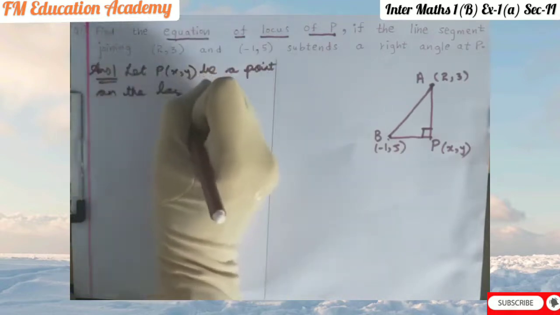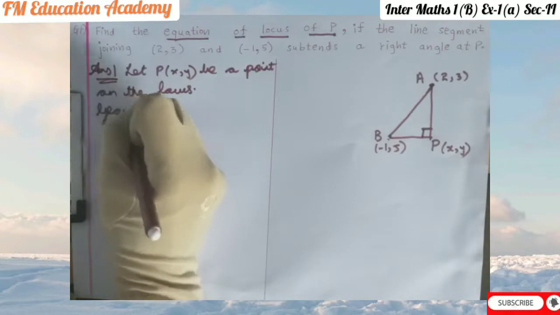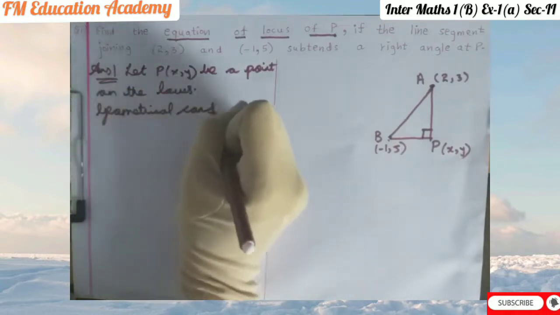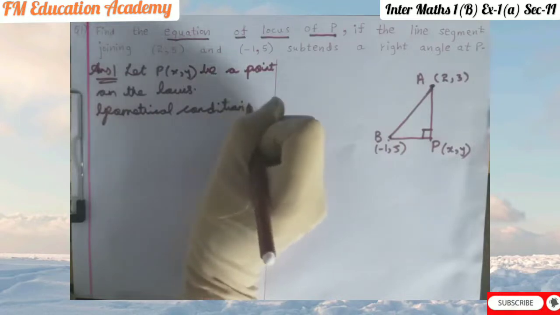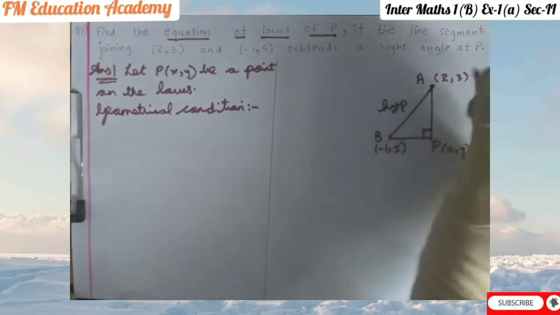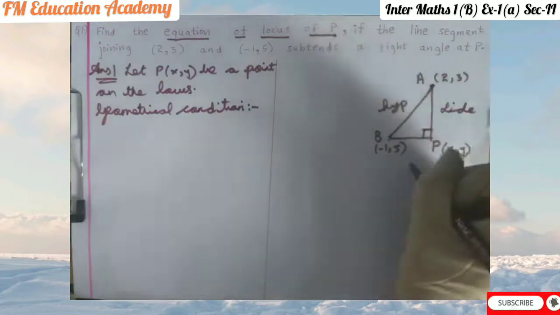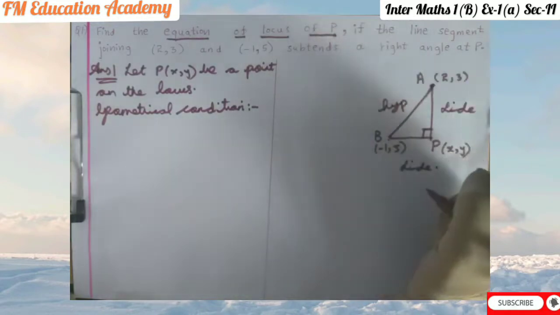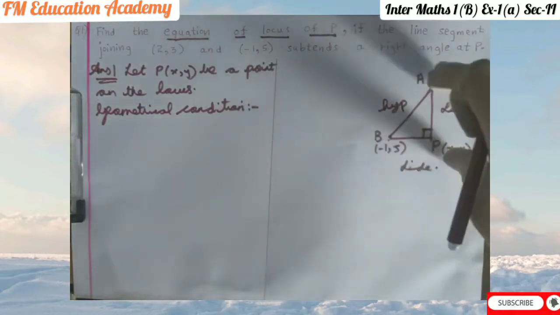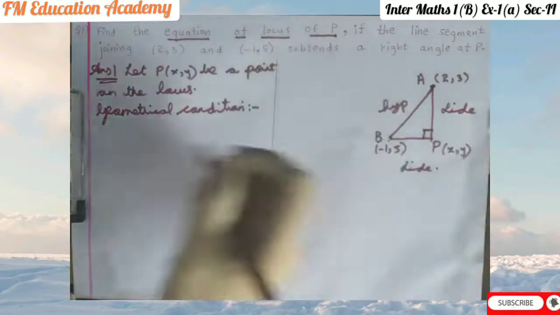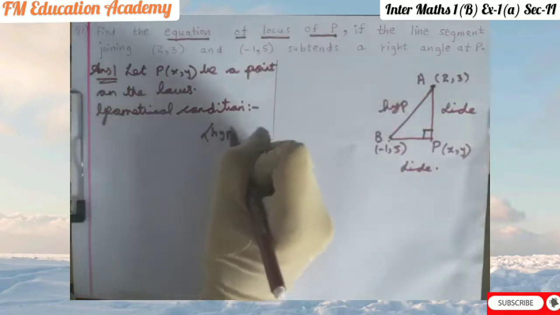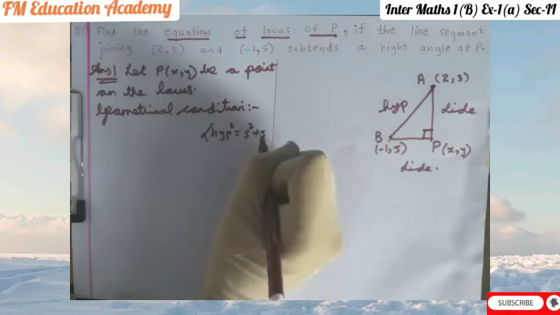Second step will be the geometrical condition. The geometrical condition given here is a right angle triangle. We know in a right angle triangle, this will be called the hypotenuse, the longest side. This is one side of a triangle and this is also another side of a triangle. We know that in a right angle triangle, hypotenuse square is equal to side square plus side square. So that only we are going to use here. Hypotenuse square is equal to side square plus side square.